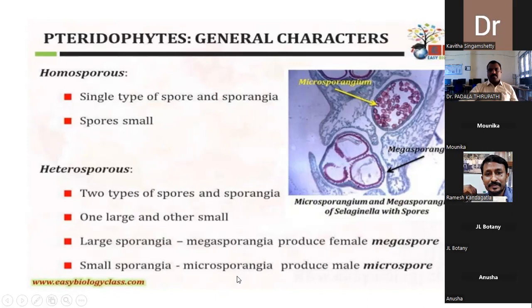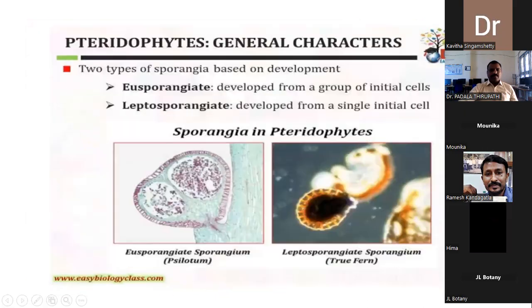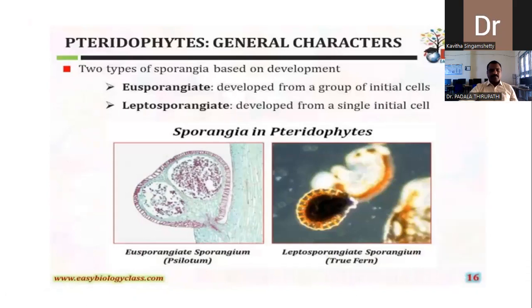So one more point regarding the sporangium here. The development of the sporangium is represented as eusporangiate type and the leptosporangiate type. Now, what is this eusporangiate type? If the sporangia, the microsporangia or the megasporangia, are developed from a group of initial cells, we call them sporangial initial cells.